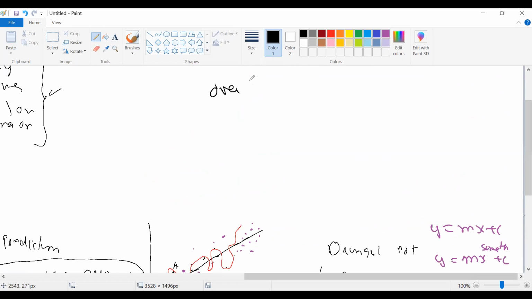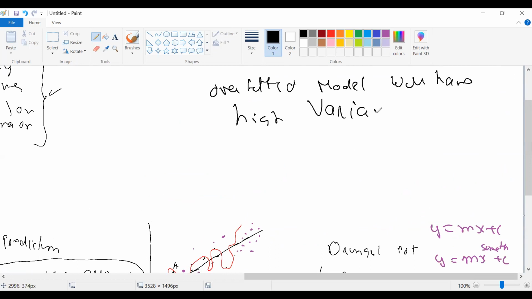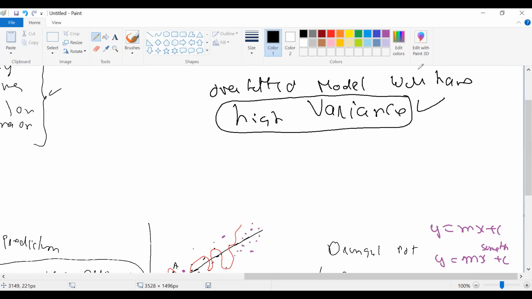Overfitted model will have high variance. Is this understood by everyone? Variance is nothing but your square of standard deviation. Standard deviation is mapped to your randomness. Randomness is very high. Overfitted model will have high variance.